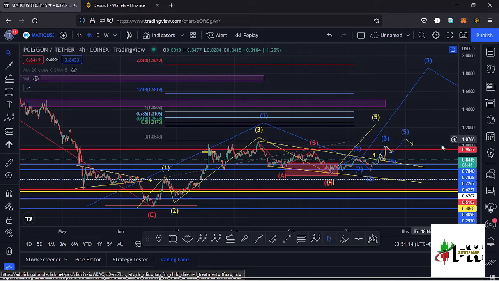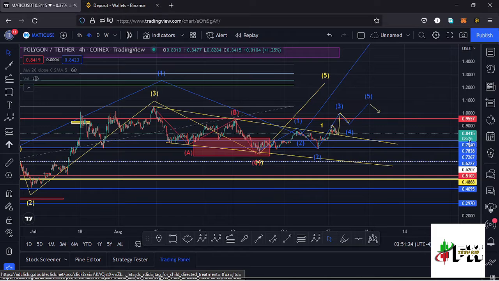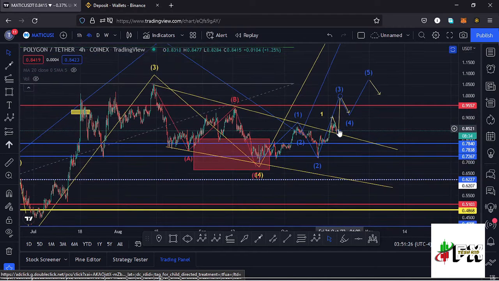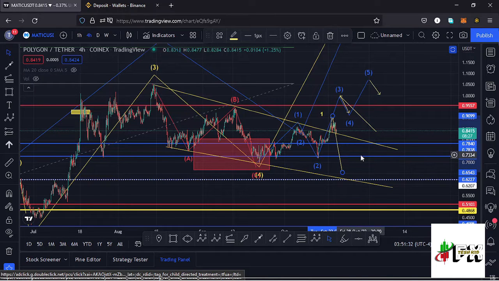So let's be patient and see how that plays out, whether we are going to see a successful retest of the upper side of this channel, or maybe we are going to get back into the channel once more, maybe continue trading within it once more before we see another movement to the upper side.